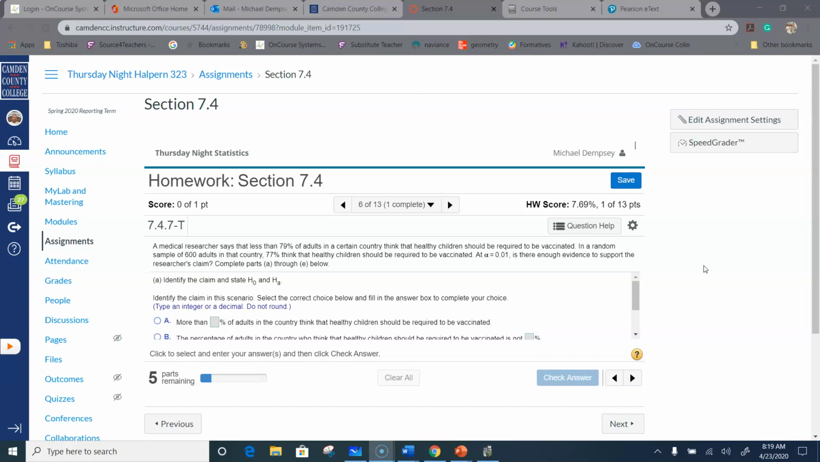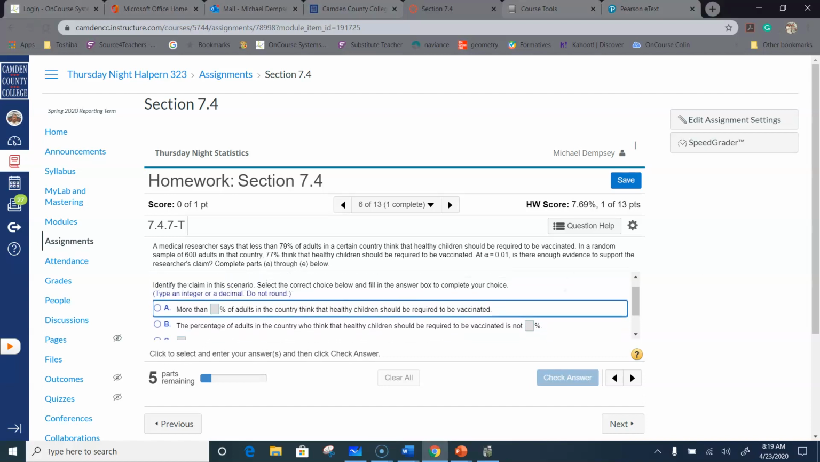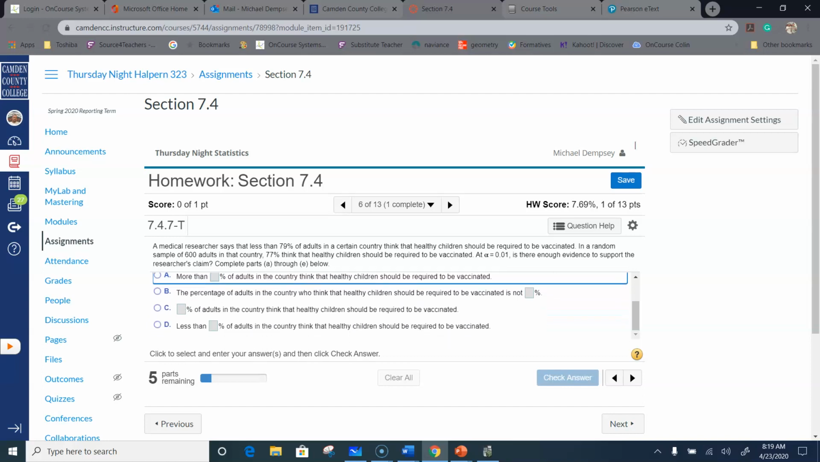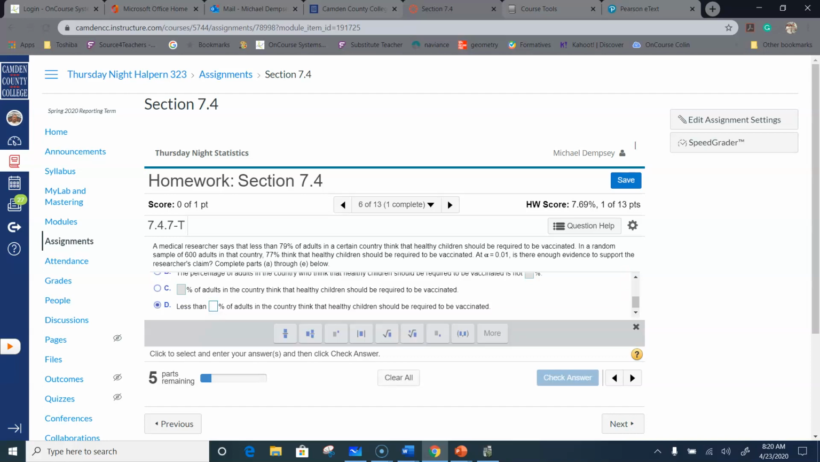Okay, so we first have to think about what would be the null and the alternate hypothesis here, right? His claim is that less than 79% of adults in a certain country think that healthy children should be vaccinated. So there's no equal to in that statement. So that's going to be our alternate hypothesis, right? But let's go ahead and look at where we can spot his claim, right? What's his claim? His claim is not more than, for sure, right? It's not B, right? That's a two-tailed test. It's not equal to something. C says blank percent of adults in the country think that. Now, what he's claiming is that it's less than, specifically less than 79%.